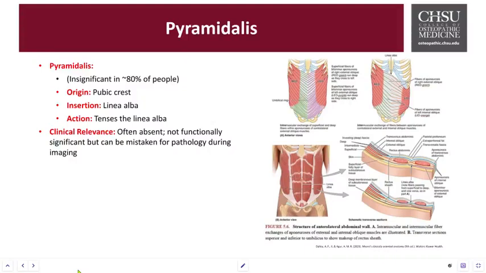The pyramidalis is a small triangular muscle located anterior to the lower part of the rectus abdominis. It originates on the pubic crest and inserts into the linea alba to help tense it up. It is actually absent in about 20% of individuals. While it is functionally minor, surgeons use this as a landmark to identify the linea alba during abdominal surgery. Because of its variability, it highlights the importance of this kind of anatomy. So not every patient will have this present.